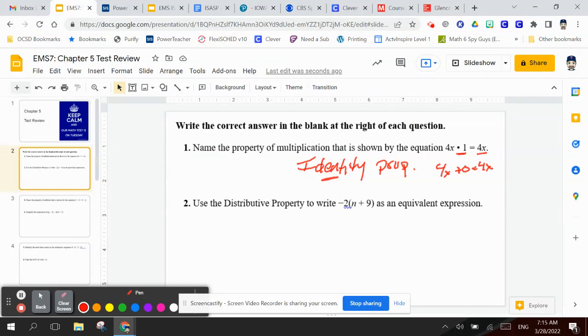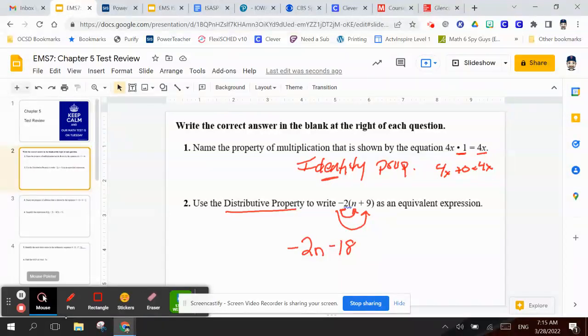Number 2, use the distributive property to write -2 times the quantity of n plus 9 as an equivalent expression. So in the distributive property, we're going to distribute that -2 to both the n and the 9. So I'm going to multiply each of those. So -2 times n is -2n. -2 times 9 is a -18. And there's an equivalent expression, -2n minus 18.